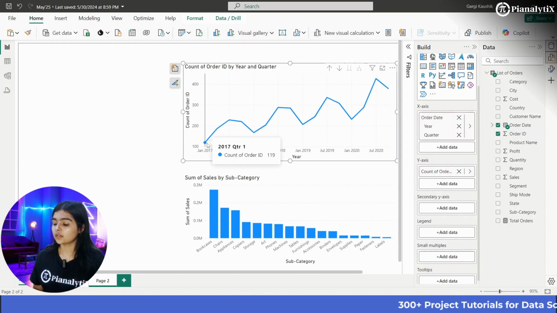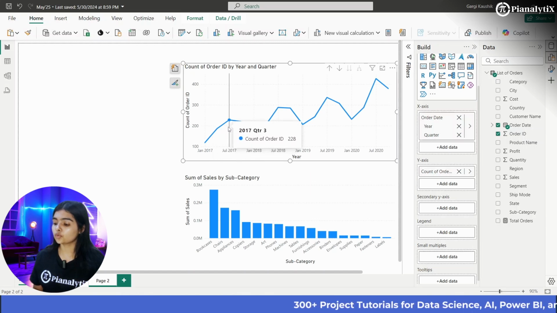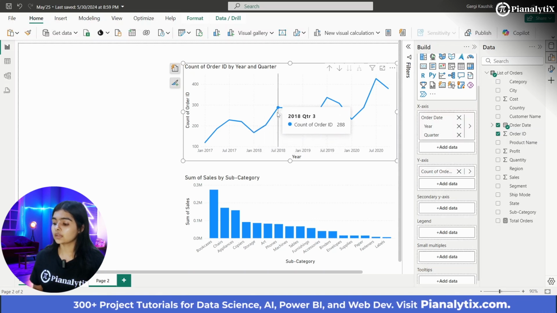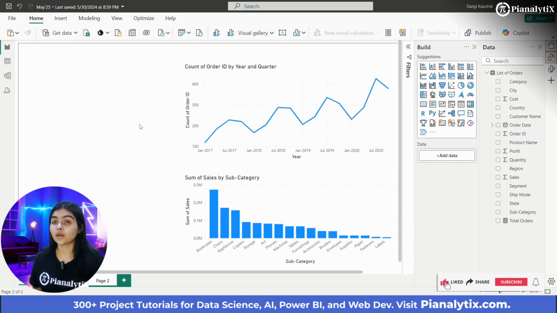We can see that the number of orders increased in the first 2 quarters of 2017, then started dropping in the last 2 quarters. Then there was an increase in 2018 again, then again a drop in 2018. So this is how you can interpret a line graph.